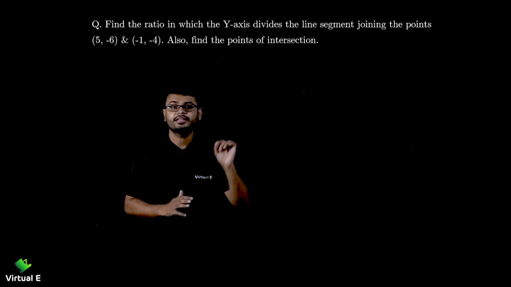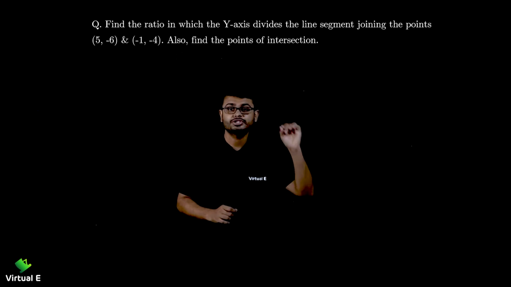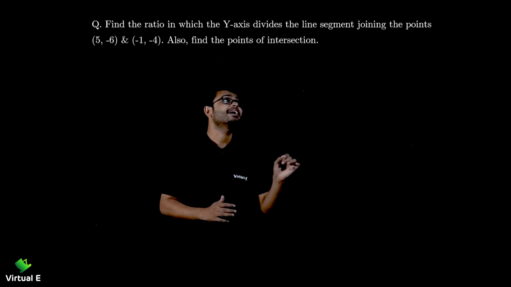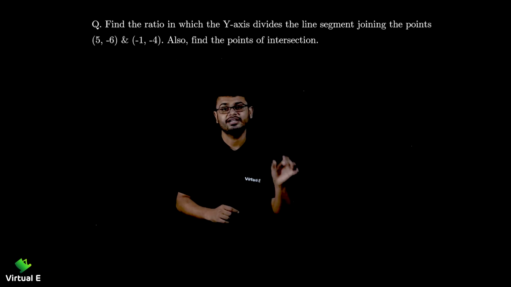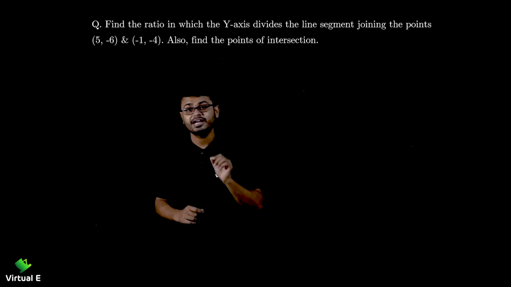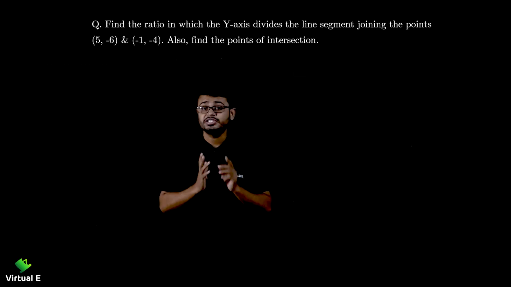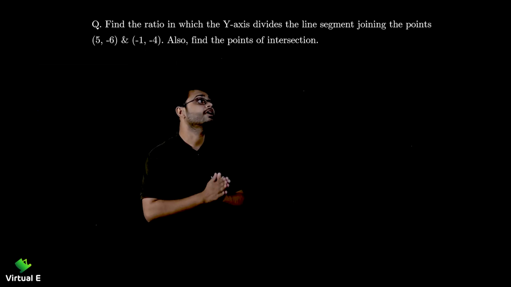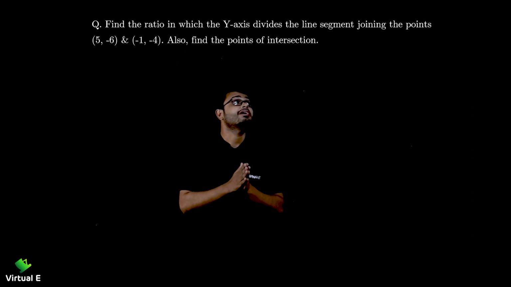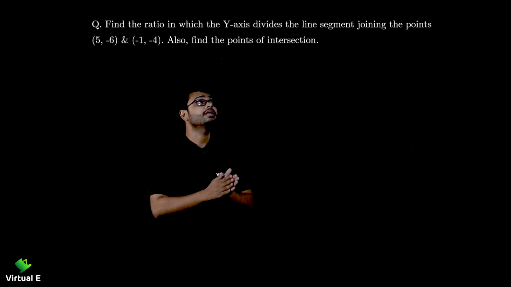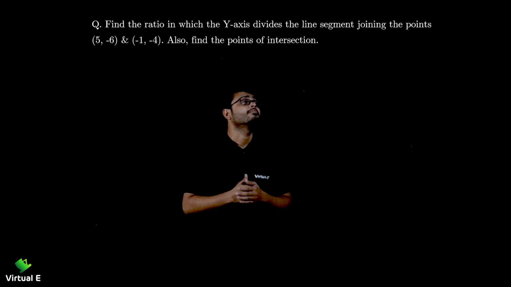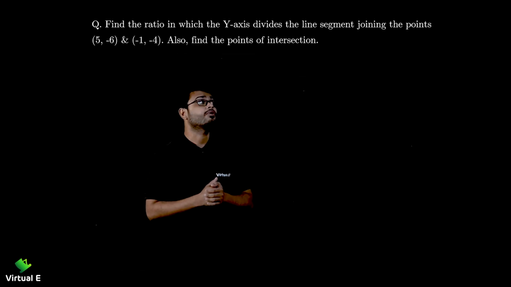Find the ratio. Simple, it's given. You need to find the ratio in which the y-axis divides the line segment. It's given that the y-axis is dividing the line segment. The point is not given, but the line is given. Okay, let's see how we can use that information. The y-axis divides the line segment joining the points (5, -6) and (-1, -4).